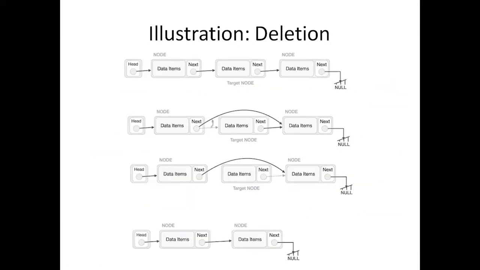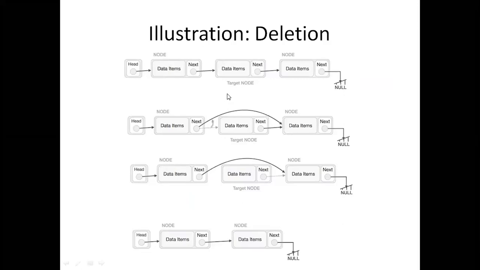Similarly, for deletion also, first you need to decide which element or which node you want to delete from the list. Suppose in the given diagram, this is node 1, this is node 2 and this is node 3. Our list consists of 3 nodes. Among these 3, I want to delete the second one, which I mention as the target node.